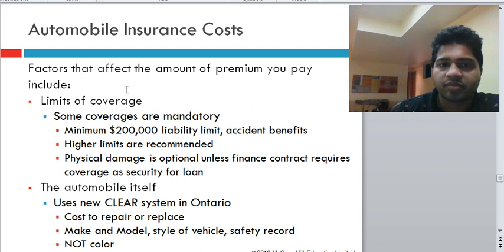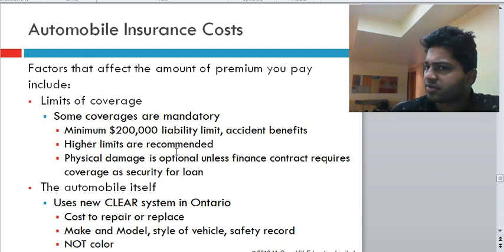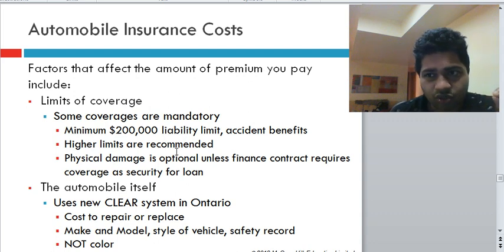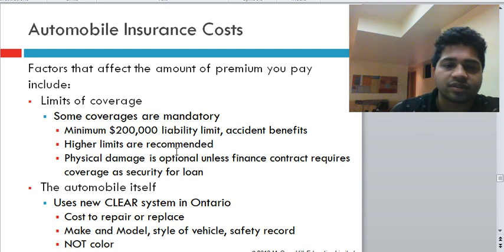Factors that affect the amount of premium you pay. So limit of coverage, some coverages are mandatory. Minimum 200,000 liability insurance you have to take. Accident benefits you have to take. Higher limits are recommended. I'm saying 1 million in today's day and age, because the average amount a person has paid in the past is around 1 million. So you should not look at anything below 1 million, because you may try to save cost, but if anything happens and you're sued for 1 million plus and you only have 200,000, the rest of it you have to make up from your personal property. So in case you're driving, good idea to get minimum 1 million in insurance.